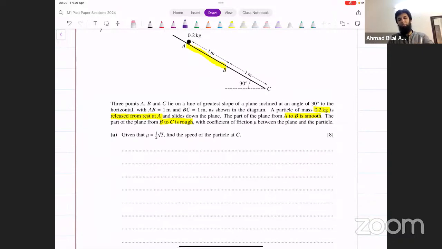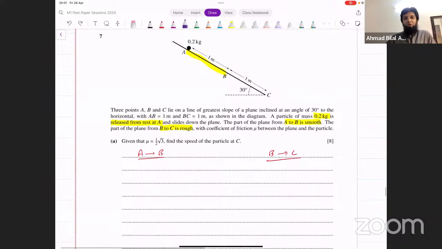So we have 2 parts of the journey. One part from A to B and another part from B to C. Let's see what's happening from A to B and what information we have about that part, and then we'll think about the part from B to C. A to B part is smooth, remember. It's a smooth inclined surface.